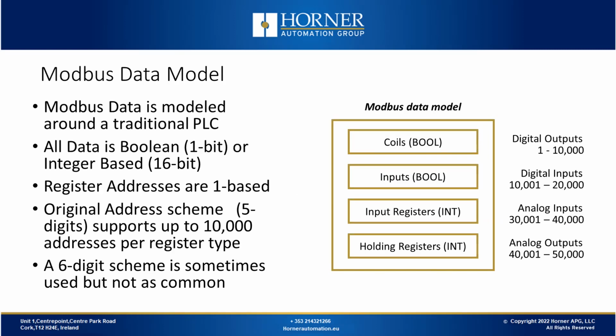Next, let's look at the Modbus data model. Modbus was modeled around traditional PLCs where all the data was Boolean or integer based. In terms of register addresses, Modbus is a 1-based protocol. Over on the right, you can see a list of the 4 different types of Modbus data, as well as their addresses. As you can see, each section of data starts with a 1 as opposed to a 0. The original Modbus address scheme, which is most common today, is 5 digits long. There is also a 6-digit scheme that exists, which is not as common.